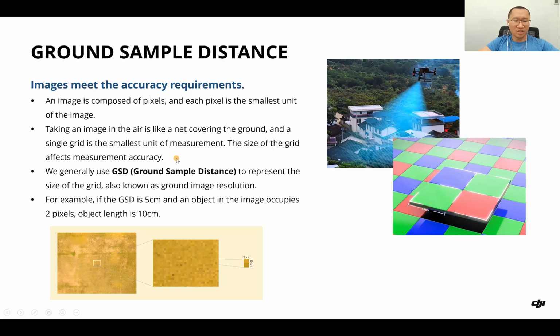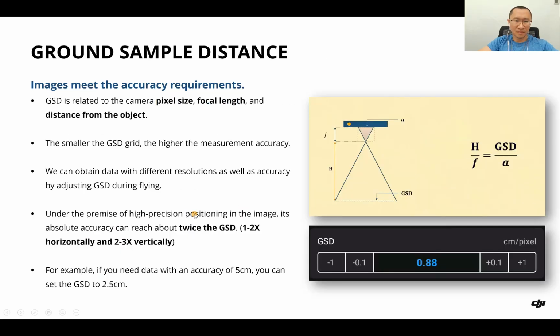We generally use GSD, which is ground sample distance for short, to represent the size of the grid, also known as ground image resolution. For example, if the GSD is 5 cm and an object in the image occupies 2 pixels, the object length is 10 centimeters. GSD is also related to the camera pixel size, focal length, and the distance from the object. There is a formula that shows the relationship between these factors.